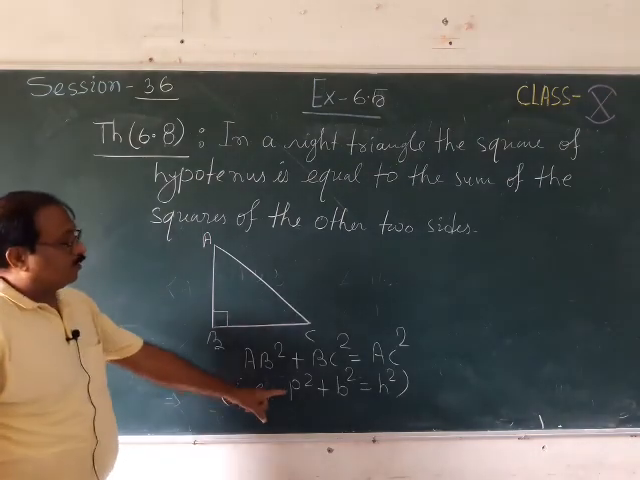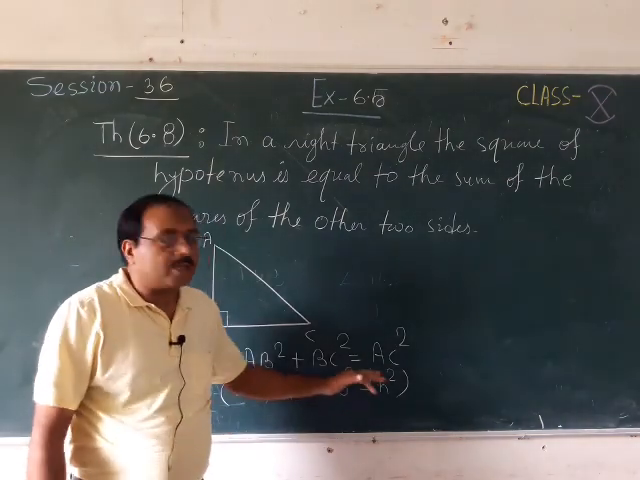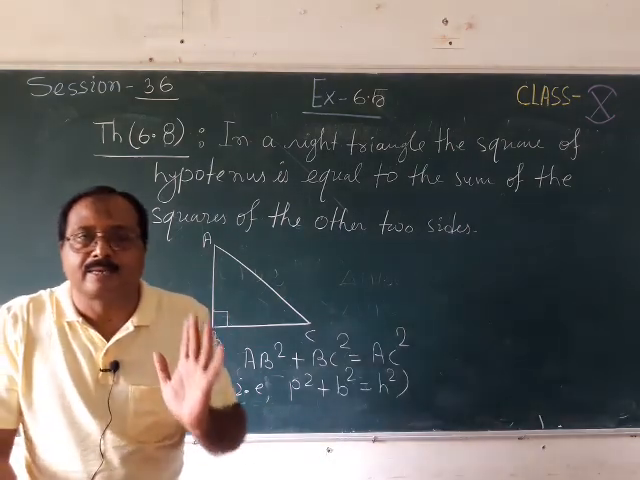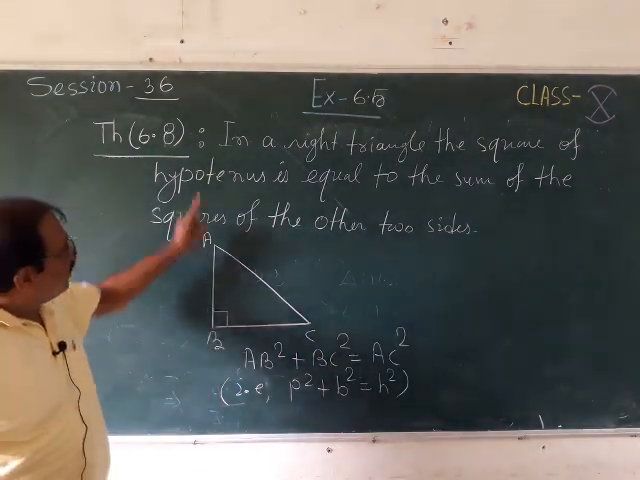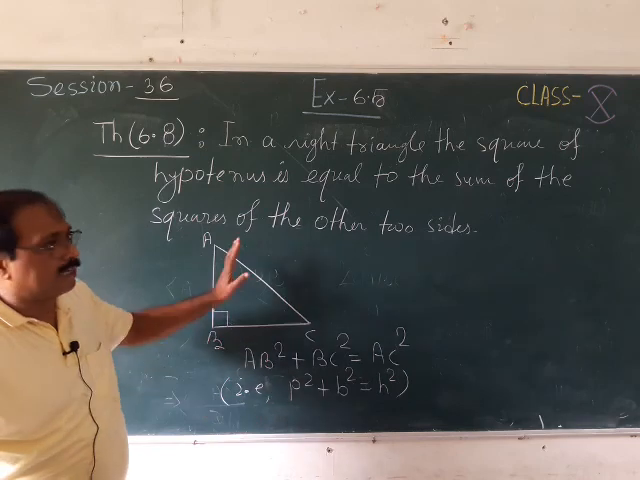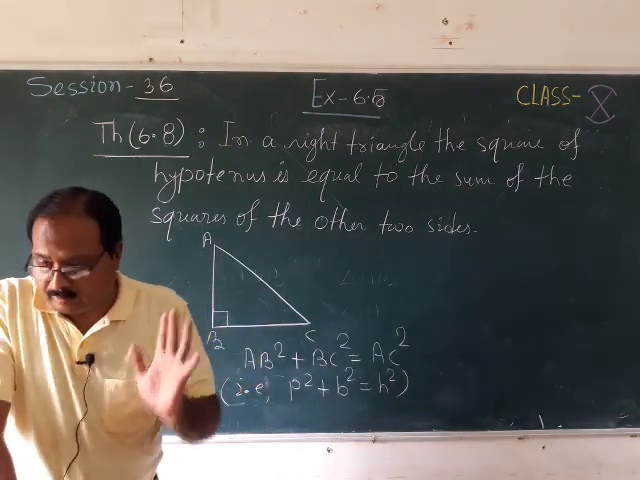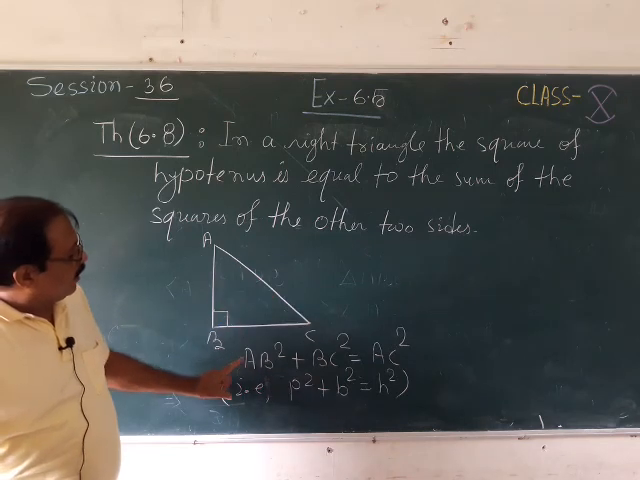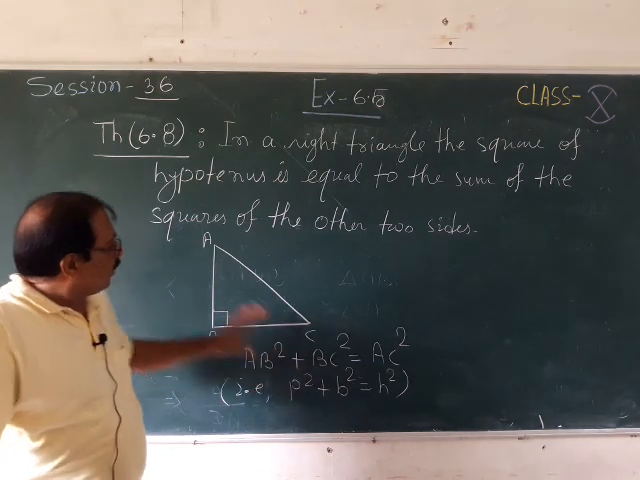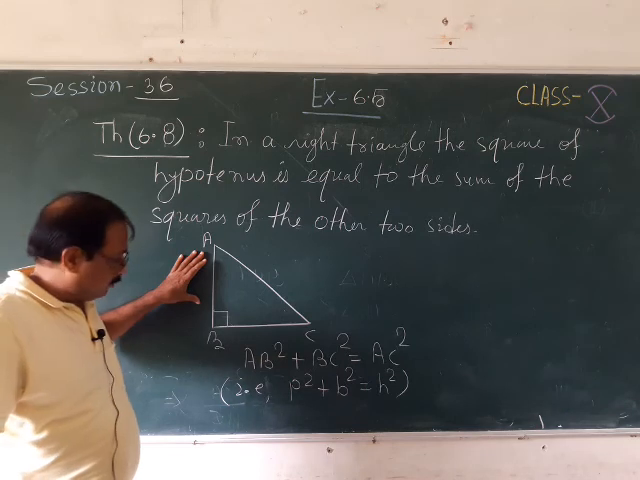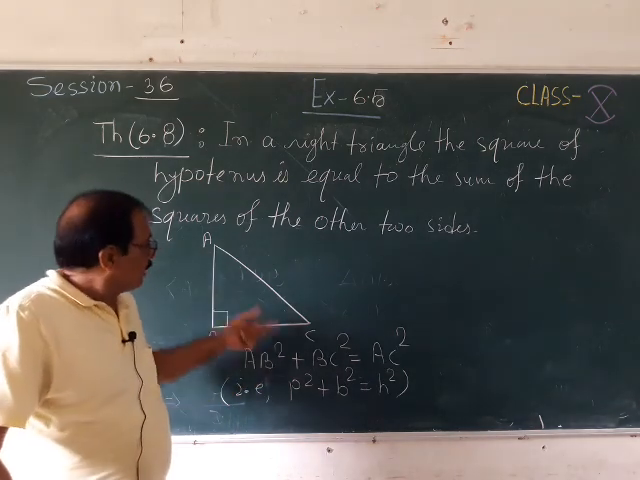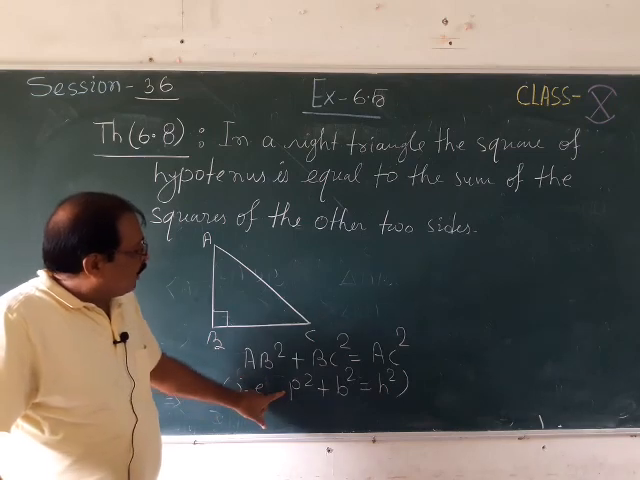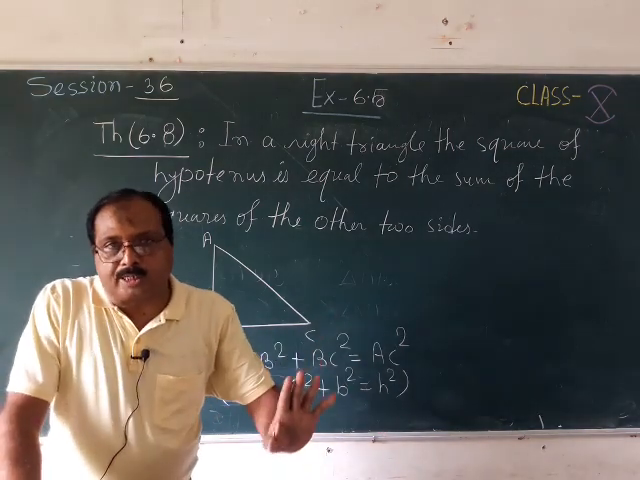In short, we are writing P square plus B square equal to H square. This concept you are using from class 7 onwards. This is the meaning of this statement. Mathematical explanation, if I want to write over there, then I will write it like that: AB square plus BC square. Here you can see AB is perpendicular, BC is base, and AC is the hypotenuse. So P square plus B square equal to H square.